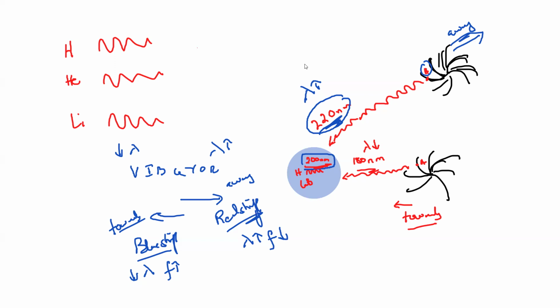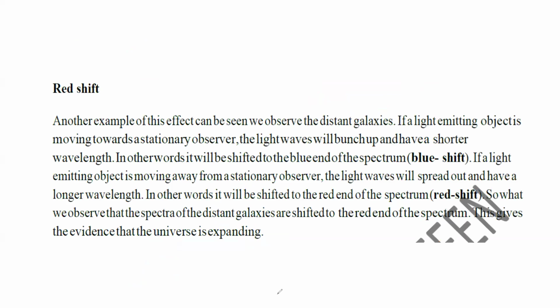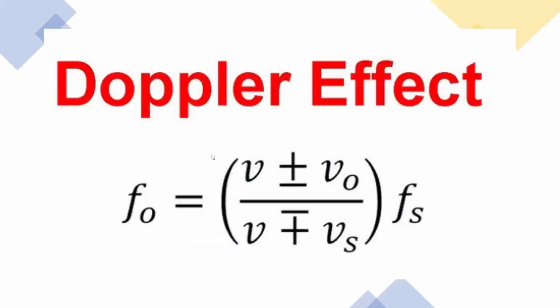Now, what about the formula of the Doppler effect? Yes, the speed of the wave is constant. Speed of the wave does not change. So this is the formula for the Doppler effect. What is F naught? F naught is the observed frequency, like the received frequency. What is V? V is the speed of the wave. If we are using a sound wave or light waves, that's the speed of the wave in that medium.